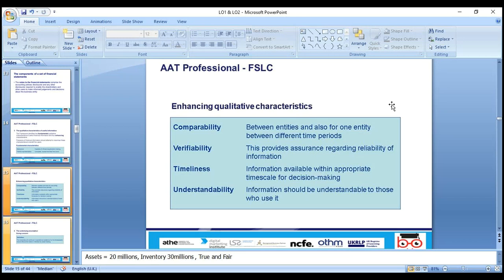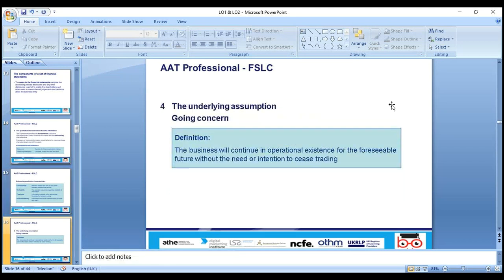So the user needs to be a normal human being, someone with a basic understanding of accounting and finance, who can understand the information. So that's why we need to be a going concern.